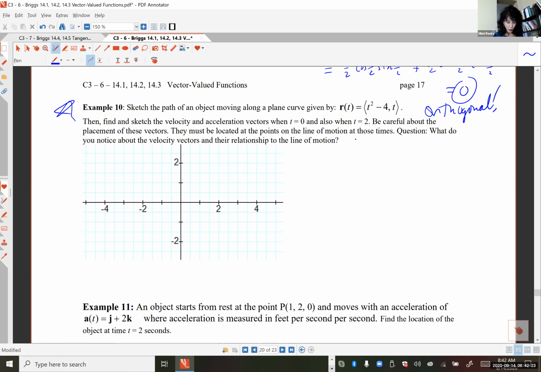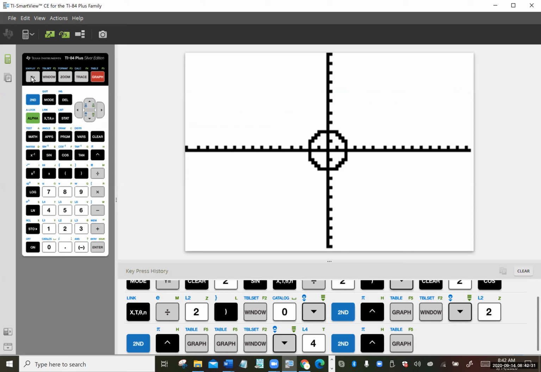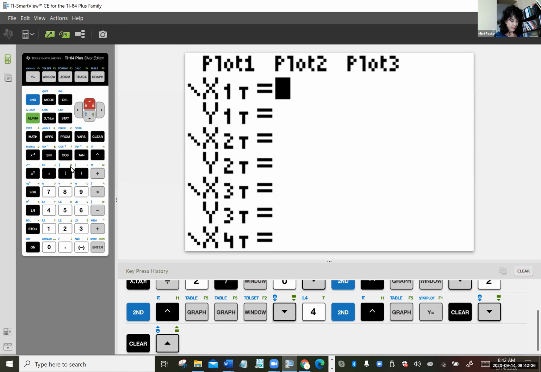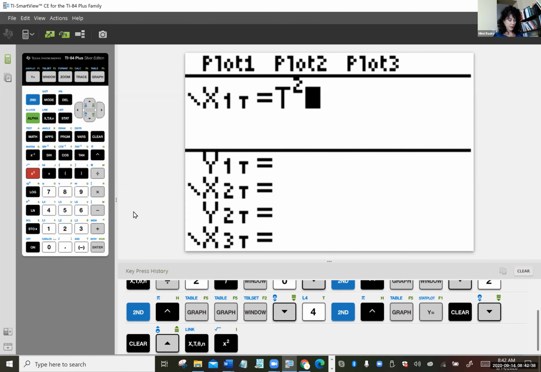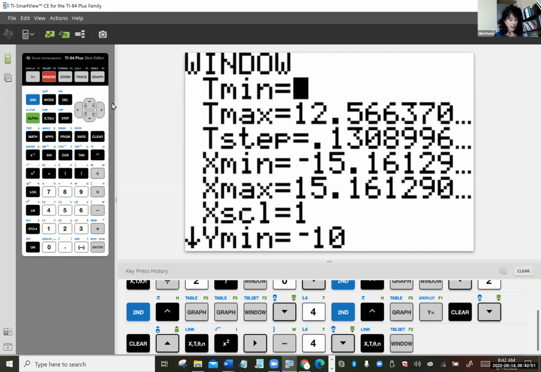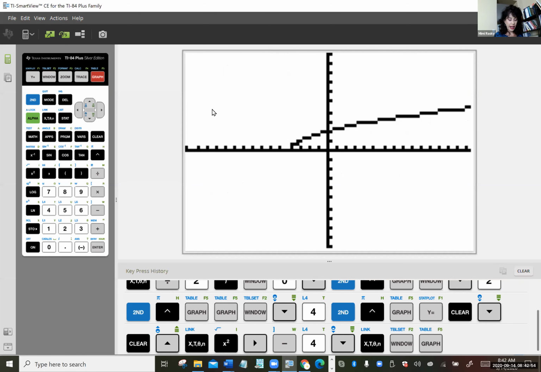So first up, I'm going to graph it using my graphing calculator. Let me get back to that. So the first component is t squared minus 4. And it looks like my second component is just simply t. That's easy. And let me just check my window. I have currently the window going 0 to 4 pi. If I hit graph, the problem is it's only going to give me half of the picture, which is, I'm going to have to mark you wrong.